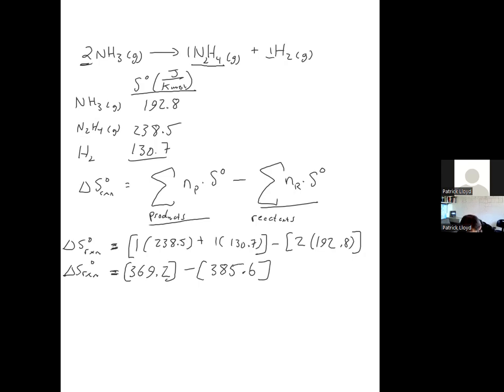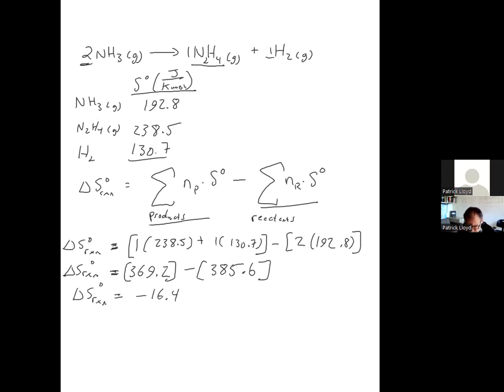Okay. So now it looks like it's actually going to be negative, right? It's going to be a decrease in entropy, not by a whole lot, though. They're pretty close to each other. So 369.2 minus 385.6 equals, and you get negative 16.4. It's a very small difference. We would almost say the change in entropy is close to 0.